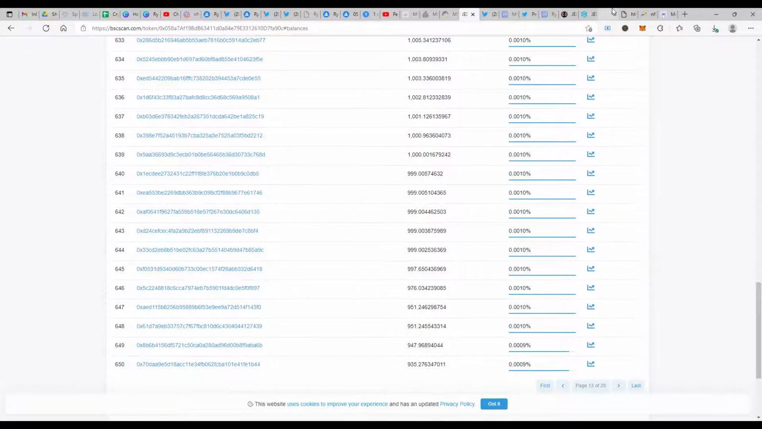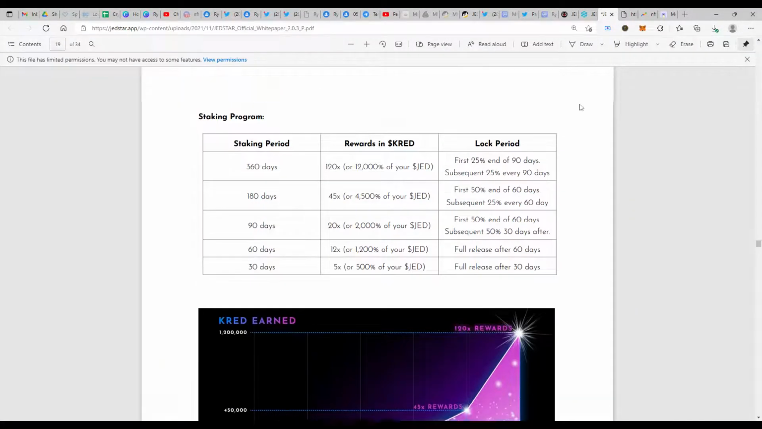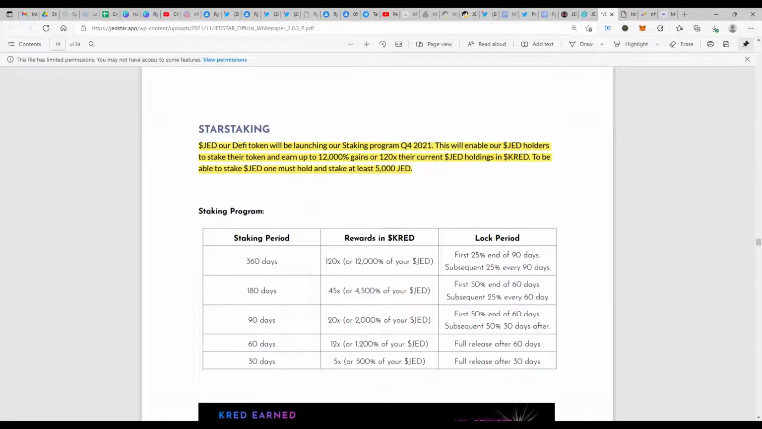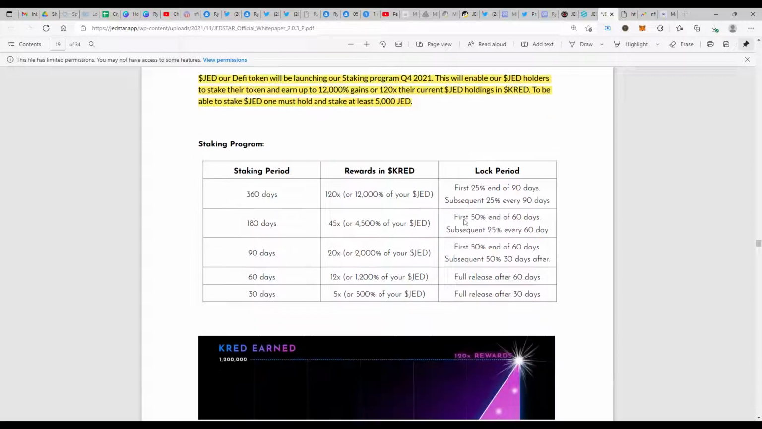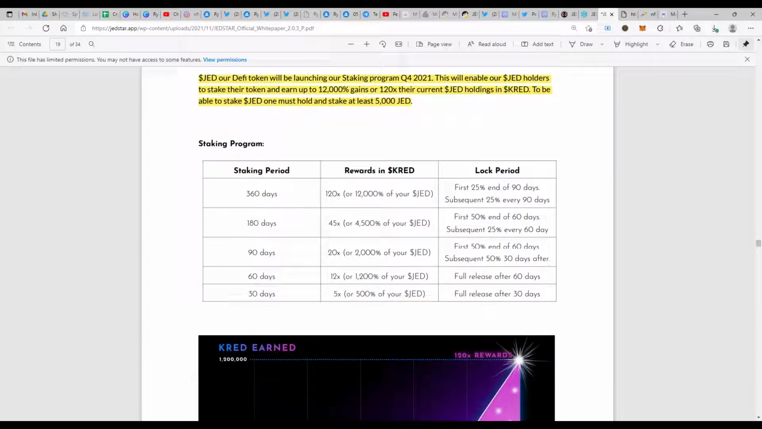Let's head over to the white paper right now and know more about star staking. As you can see here, staking is the program that is planned for Q4 2021 for all JED holders. So they would be able to get up to 12,000% gains or 120x their current JED holdings in CRED. Now, to be able to stake JED, one must hold and stake at least 5,000 JEDSTAR. That's the criteria that they have put across right now. So you need to stake a minimum of 5,000 JEDSTAR to earn this reward bracket. You can do it for any period of time.